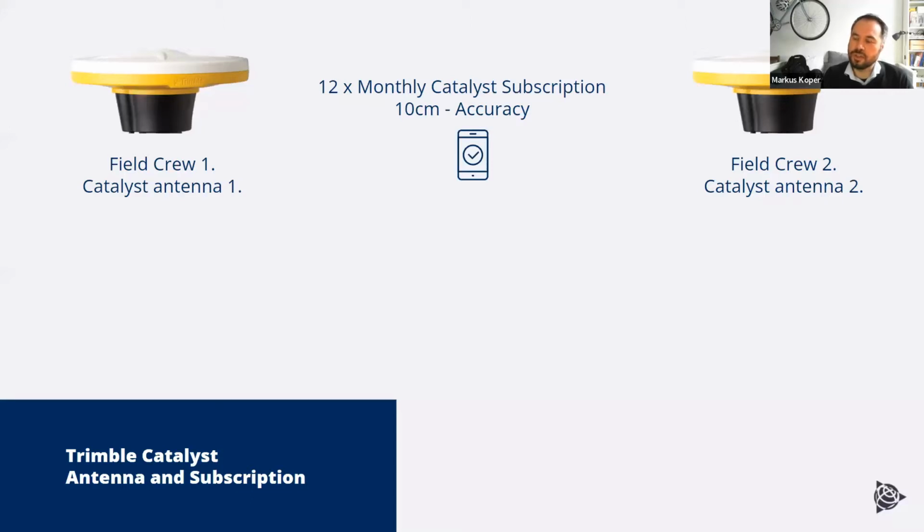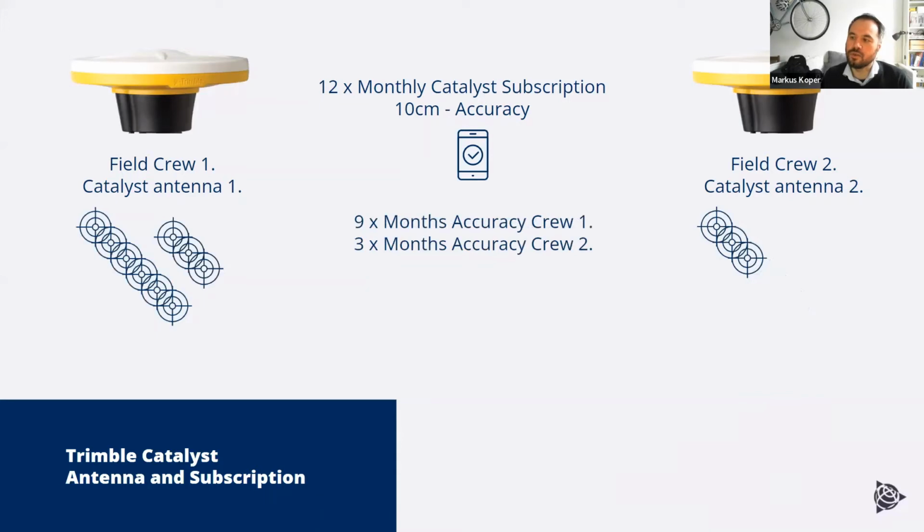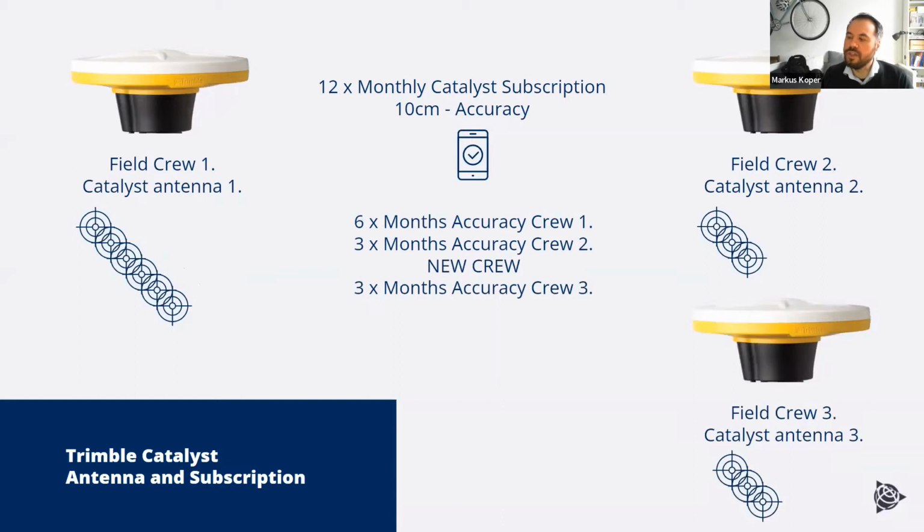We have here 2 field crews in this example. Of course, if these field crews want to measure with Catalyst, they need each an antenna. And then you purchase 6 months of accuracy for each. So you have this package, and you can share these subscriptions between the crews. So you can switch over if you need more accuracy, more time for crew 1, then crew 2 has less months of accuracy, or you need an additional field crew and you share this accuracy to another field crew.